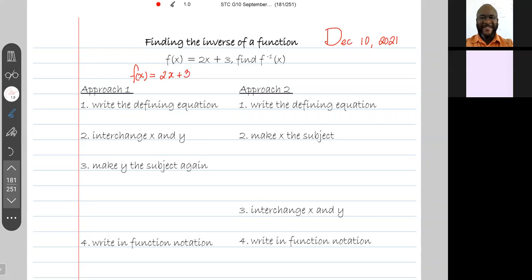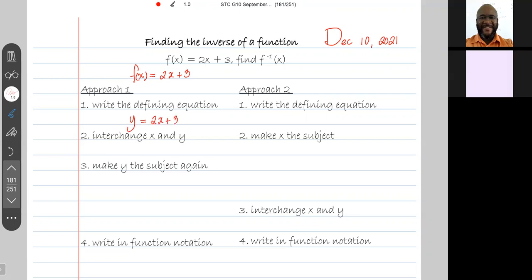There are 2 approaches. Let's have a look at approach 1. For approach 1, step 1 says write the defining equation. That's not difficult. All we're going to do is take out f of x and say y is equal to 2x plus 3.